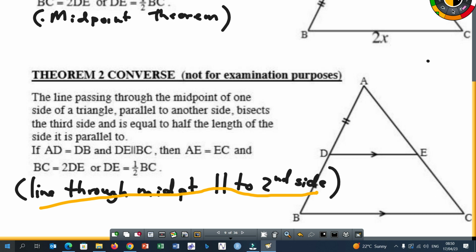It's not like you are proving it. You are not proving. A theorem is just like a statement.